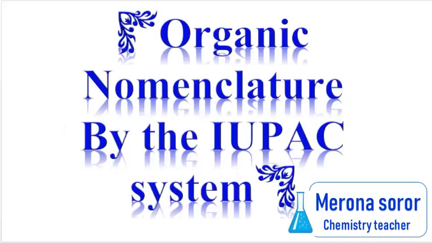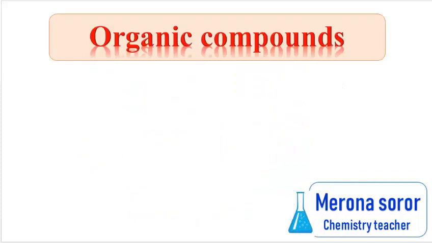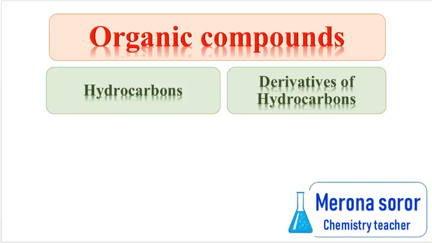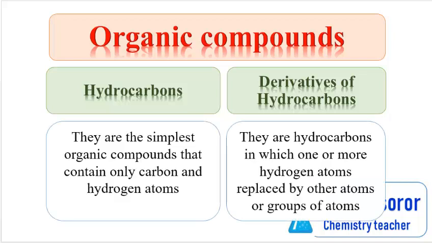Our topic today, Organic Nomenclature by the IUPAC system. Organic compounds are divided into two main parts: hydrocarbons and derivatives of hydrocarbons. Hydrocarbons are the simplest organic compounds that contain only carbon and hydrogen atoms. Derivatives of hydrocarbons are hydrocarbons in which one or more hydrogen atoms are replaced by other atoms or groups of atoms.